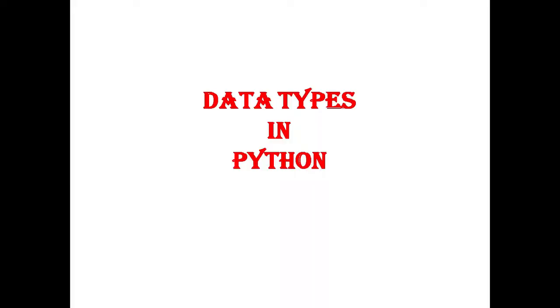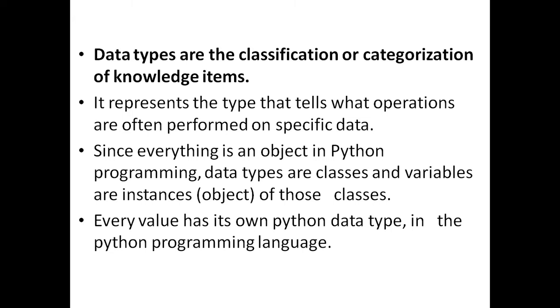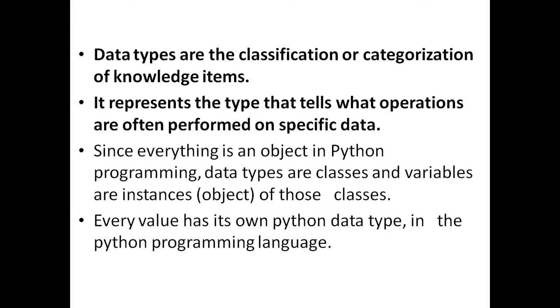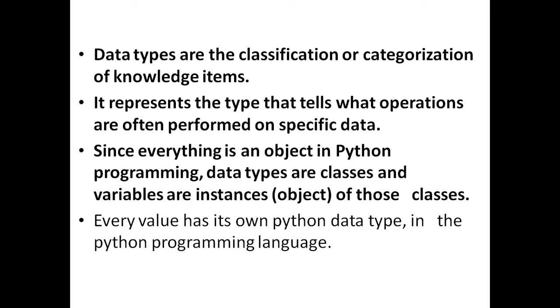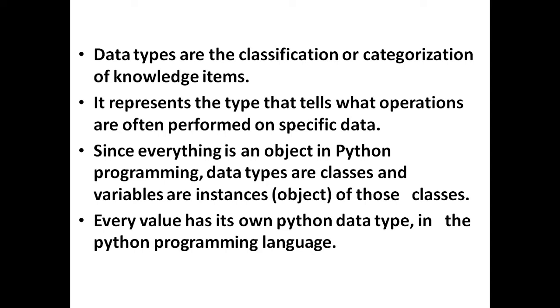Here we will see data types in Python. Data types are the classification or categorization of data items. It represents the type that tells what operations can be performed on specific data. Since everything is object-oriented in Python programming, data types are classes and variables are instances of those classes. Every value has its own Python data type in the Python programming language.